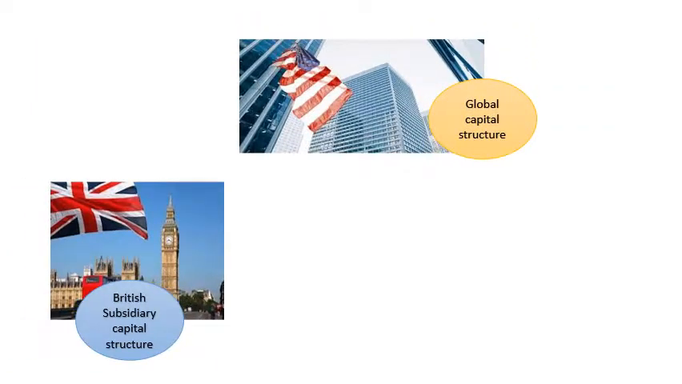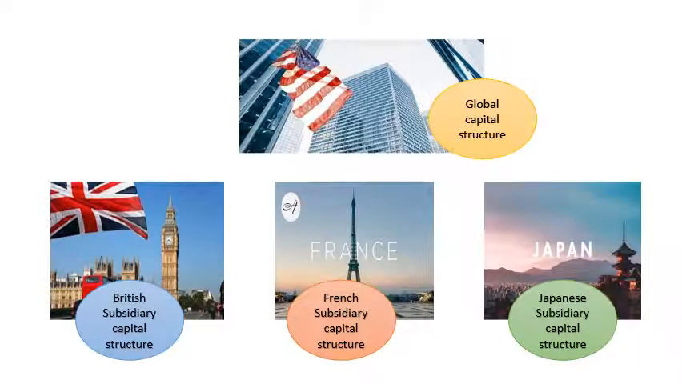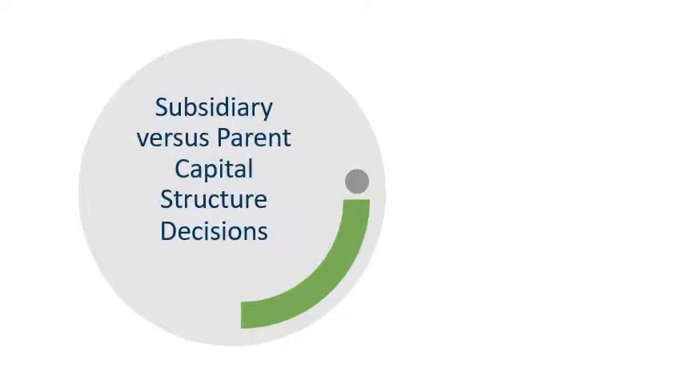When the multinational company has foreign subsidiaries, its overall or global capital structure is a combination of the capital structures of the parent and all subsidiaries. The capital structure of multinational company subsidiaries may vary because some subsidiaries are subject to conditions that favor debt financing, whereas others are subject to conditions that favor equity financing.